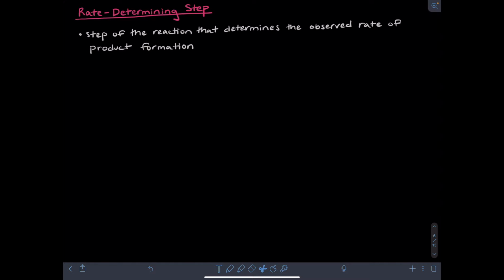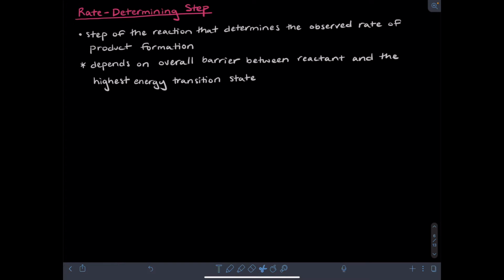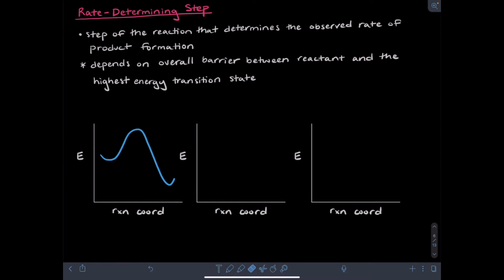We can identify the rate-determining step by looking at a reaction coordinate diagram. This step is important because it sets the observed rate for the overall reaction, determining how fast product is formed. The rate-determining step is decided based on what is the biggest barrier, looking from the reactant to the highest energy transition state. We'll consider 3 different scenarios here. The first example is a single-step reaction, which is our simplest scenario. If you only have one step, that step has to be the rate-determining step.